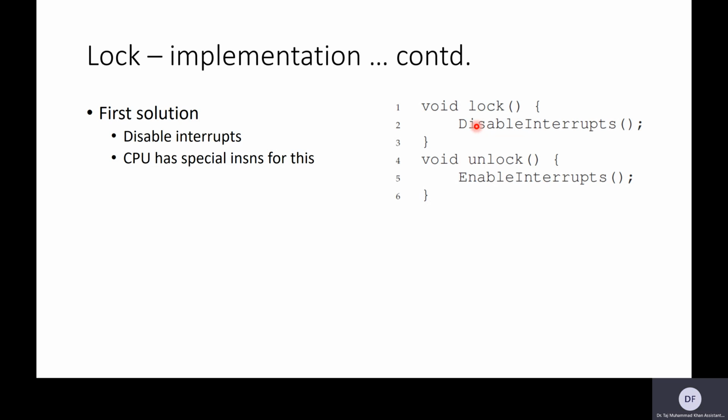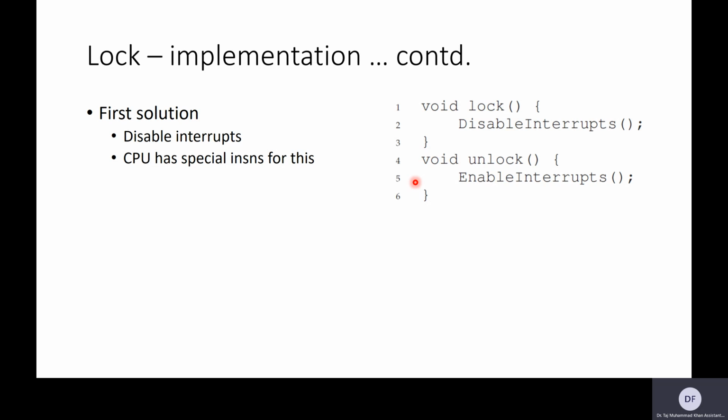Before entering the critical section, we would disable the interrupts, and once the critical section has been executed, we'll call unlock, and that would enable the interrupts. Okay, so we'll protect our critical section by disabling and enabling interrupts. So let's say if one thread is running and it wants to enter the critical section, it calls this lock function, interrupts are disabled, and this thread now enters the critical section.